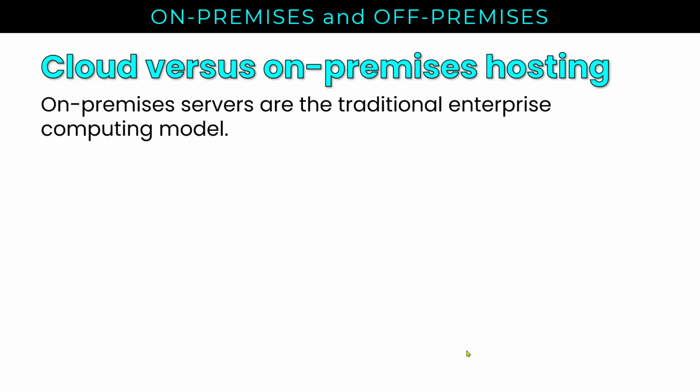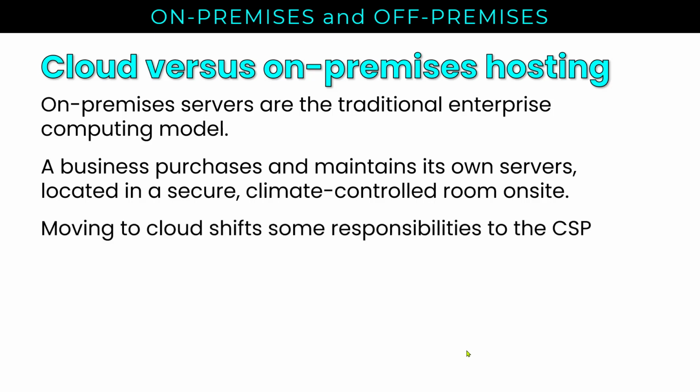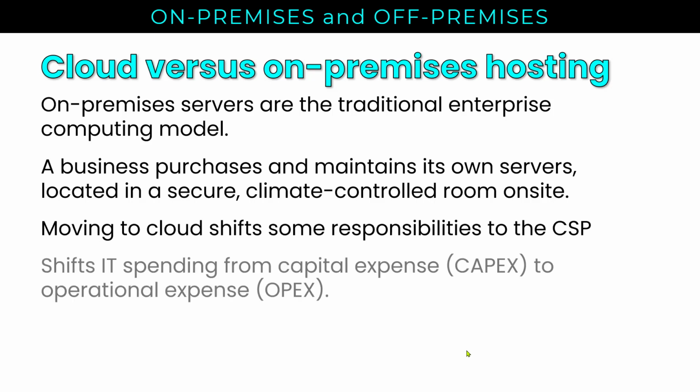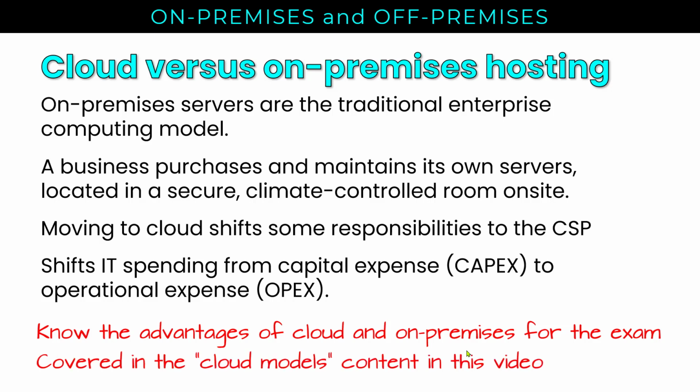And touching briefly, just to summarize on-premises and off-premises, so cloud versus on-premises hosting. So on-premises servers are the traditional enterprise computing model. The business buys and maintains its own servers, network, storage, etc., located in a secure climate-controlled room, typically on-site or near-site in a dedicated data center. Moving to cloud shifts some responsibilities to that cloud service provider. What it also does is shifts IT spending from capital expense, so investment in infrastructure and servers, etc., to operational expense, to that pay-as-you-go model where you're just paying for what you consume. So know the advantages of cloud and on-premises for the exam, which we covered in the cloud models content in this video just a moment ago.